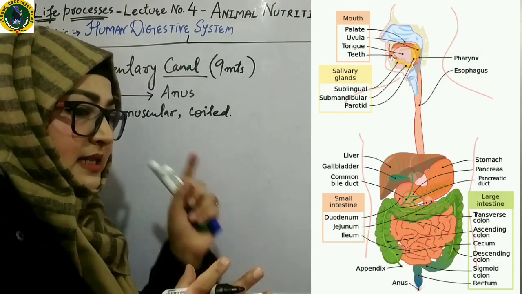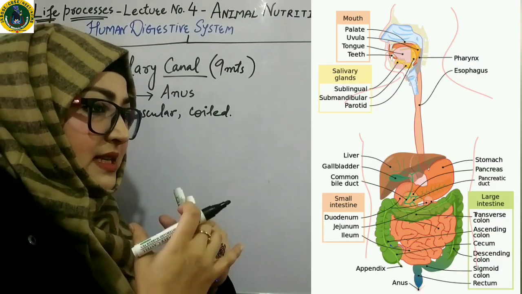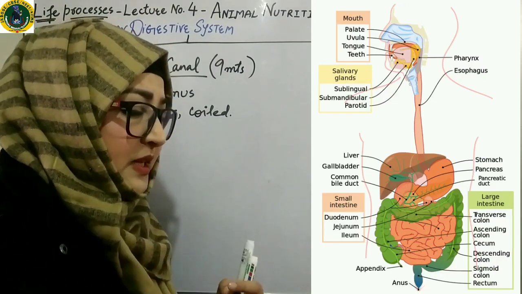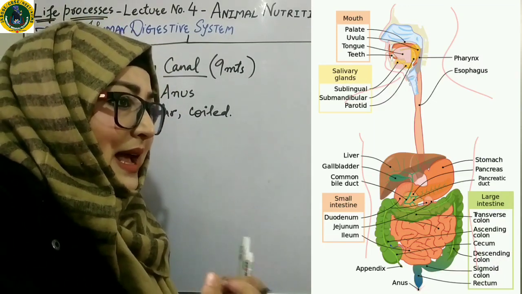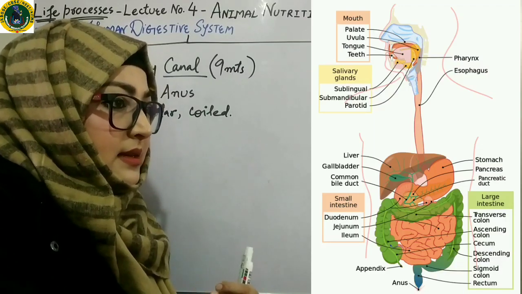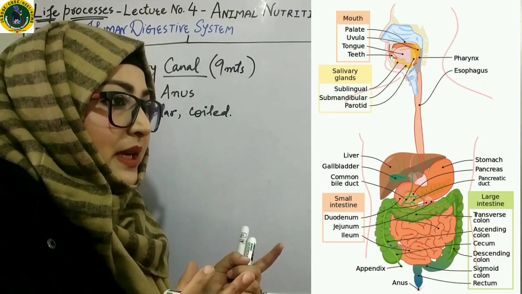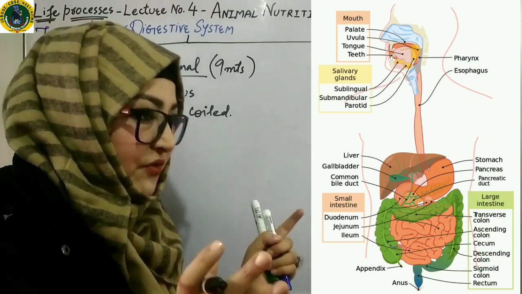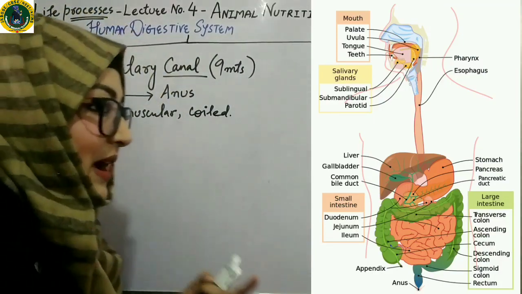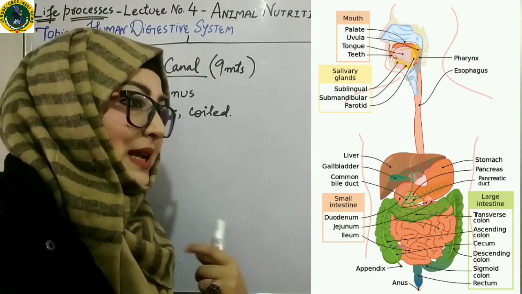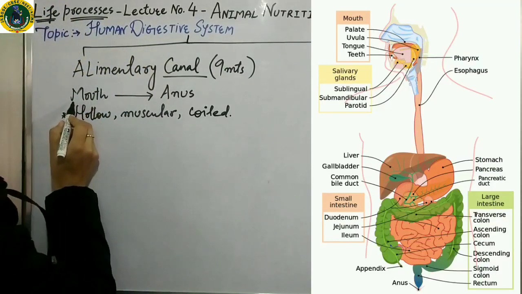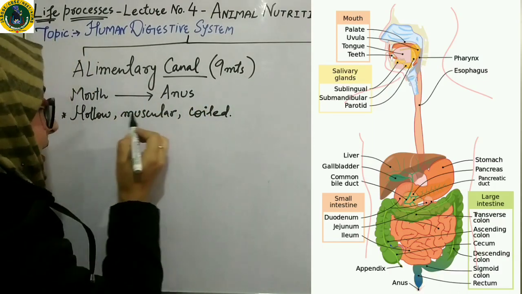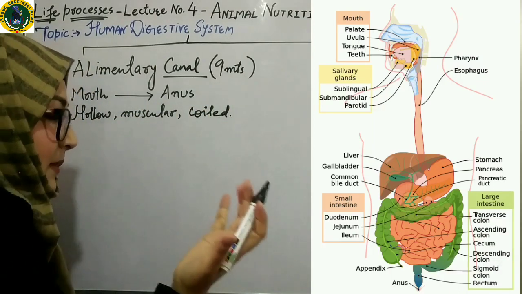At one place it starts from the mouth, then you will find the cavities, then you reach the food pipe, then you go down to the stomach which is J-shaped, and then you look to the intestines, the small intestine and large intestine. So this tube is going to have different structures and variations at different places, but we can call it a tube because finally it's a continuous tube which starts from the mouth and ends at the anus. It's roughly 9 meters long, hollow, muscular, and coiled at different places.